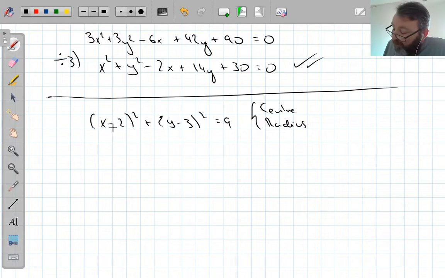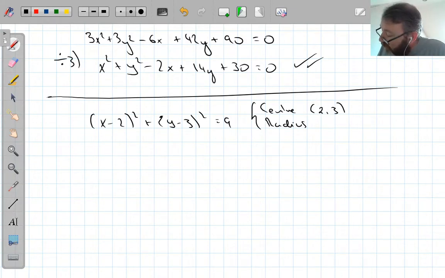It's these two, x minus h to be squared plus y minus k to be squared. The center is h, k. So the center is going to be 2, 3. And the radius is going to be the square root of the last number, which is 3.